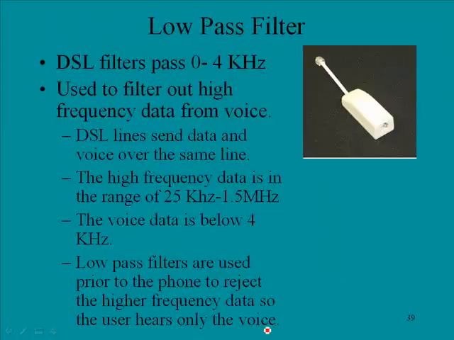Some of you may have seen these. If you're using a DSL line, you would plug this into your telephone, and when you're using your phone, this will eliminate some of that potential high-frequency noise in the DSL line. DSL lines send data and voice over the same line. The high-frequency data is in the range of 25 kHz to 1.5 megahertz. The voice data is below 4 kHz. Low-pass filters are used prior to the phone to reject the high-frequency data so the user hears only the voice.